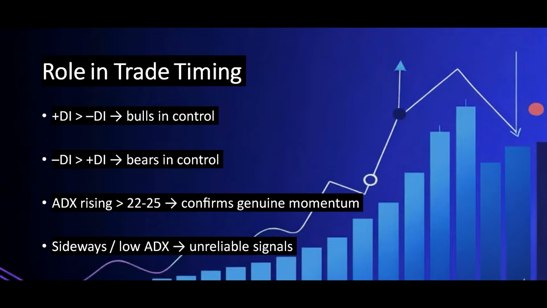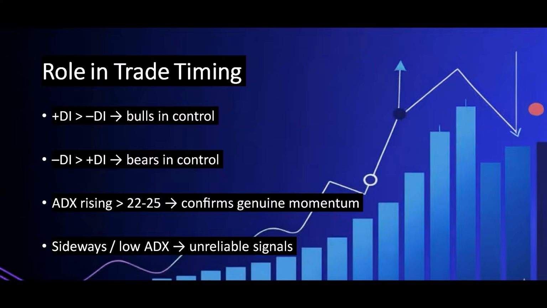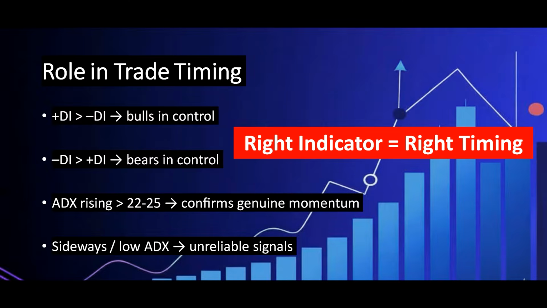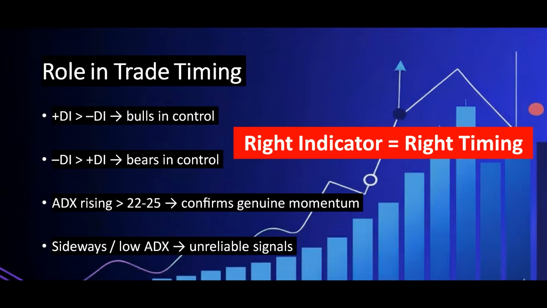So what did we learn briefly from here? When plus DI is greater than minus DI, bulls are in control. When minus DI is greater, bears are in control. When ADX is above 20 or 22, 25 odd levels, it confirms genuine momentum for the stock. Whereas a low or sideways reading for ADX is an unreliable signal.